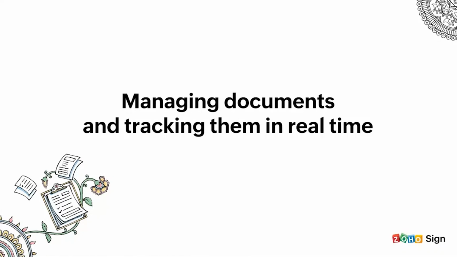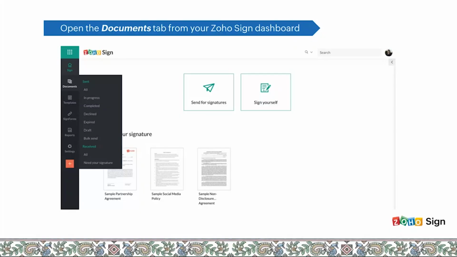Now that we have learned how to send and sign documents in Zoho Sign, let's see how we can manage and keep track of them. Go to Zoho Sign's dashboard and select Documents in the left navigation panel. Here, you will find several sub-menus such as All, In Progress, Completed, Declined, Expired, Draft, Bulk Sent, Received, and Need Your Signature. Select the category under which the document you want to manage falls, or select In Progress if you want to track a document.